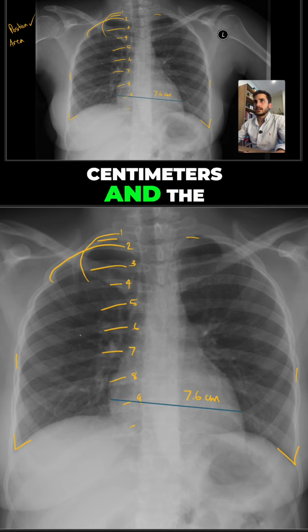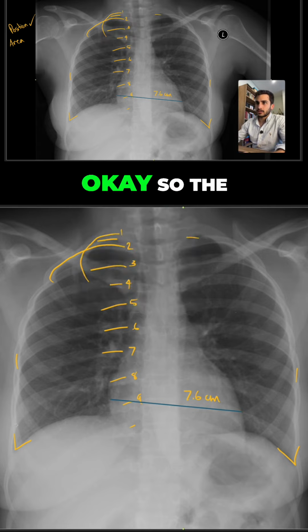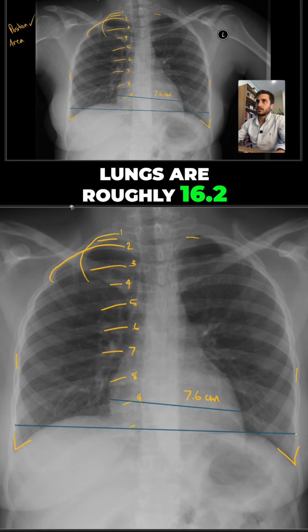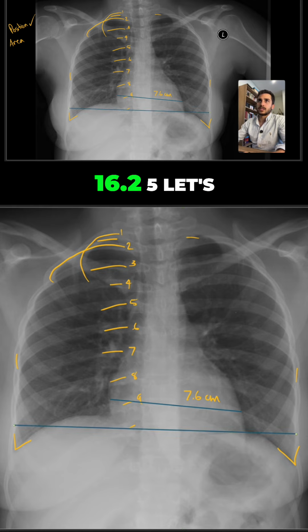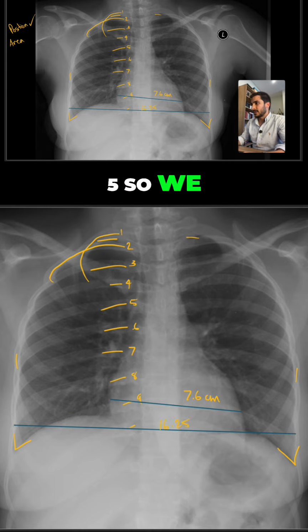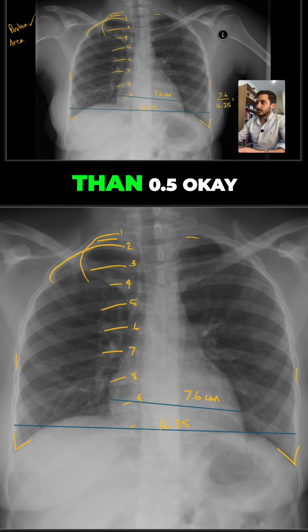And the edges of the lungs are how much? Okay, so the edges of the lungs are roughly 16.25. Let's write that down. 16.25. So we basically want 7.6 divided by 16.25 to be less than 0.5.